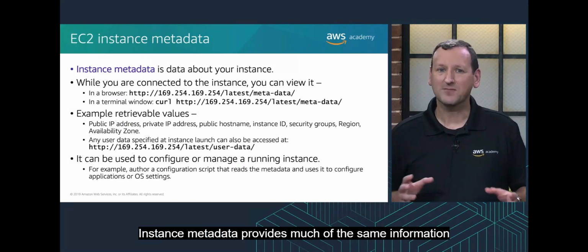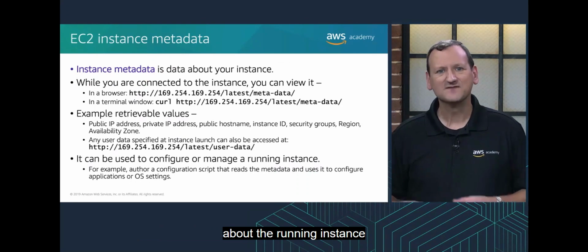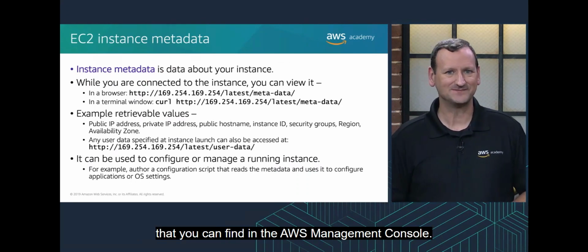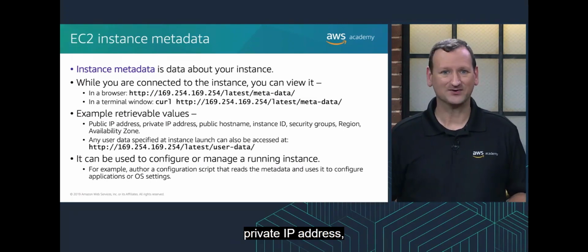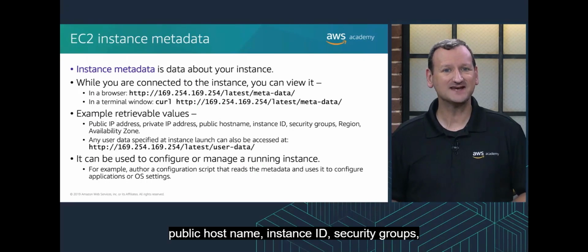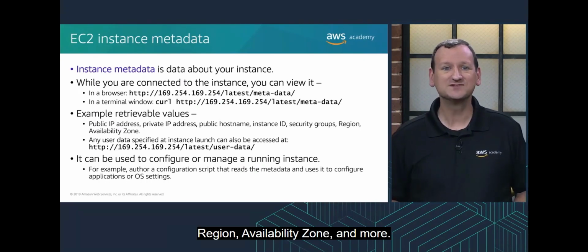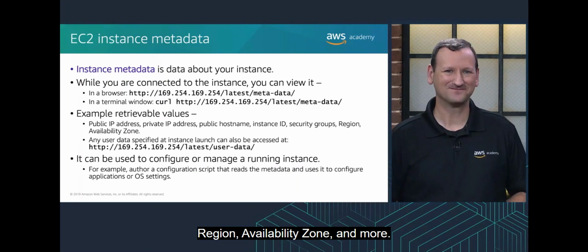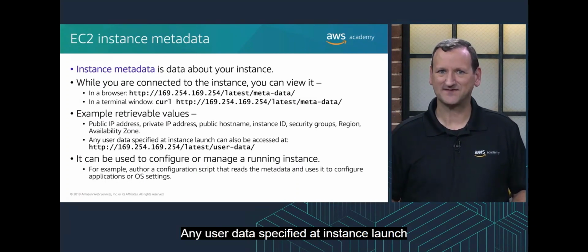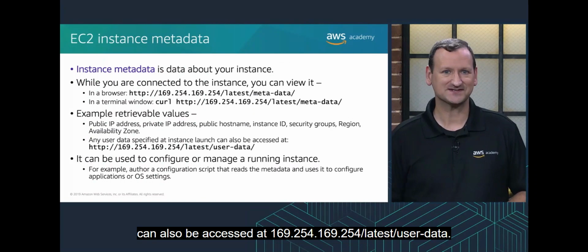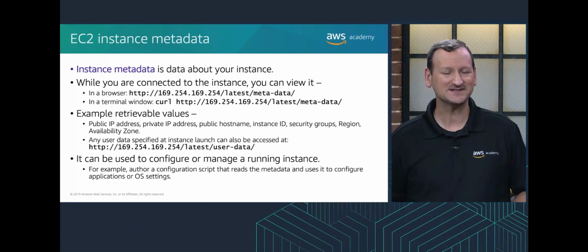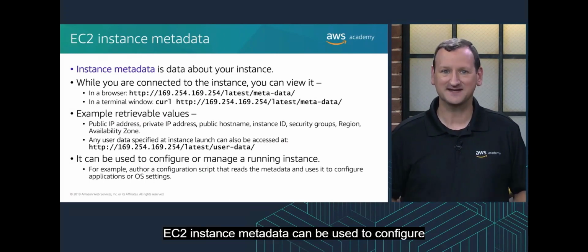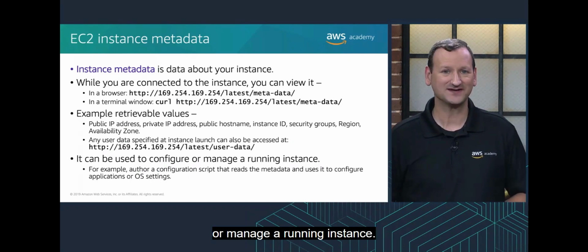Instance metadata provides much of the same information about the running instance that you can find in the AWS Management Console. For example, you can discover the public IP address, private IP address, public host name, instance ID, security groups, region, availability zone, and more. Any user data specified at instance launch can also be accessed at 169.254.169.254/latest/user-data.